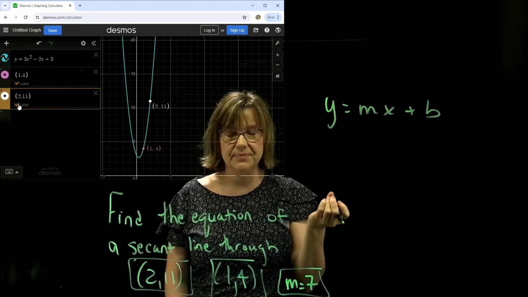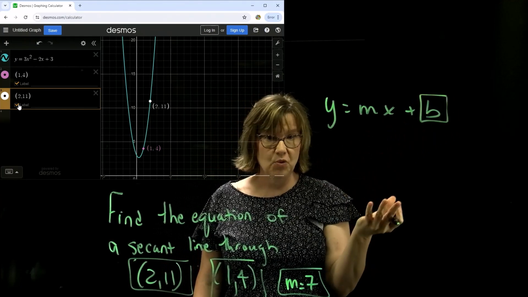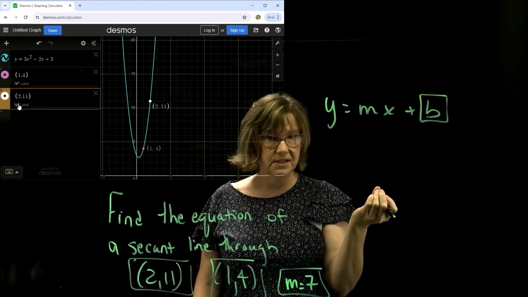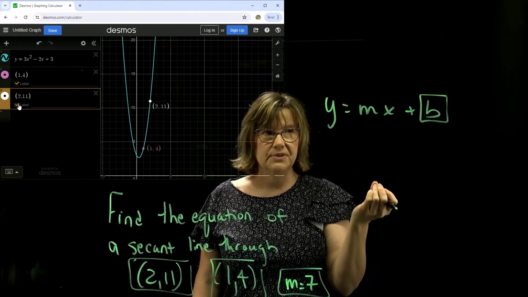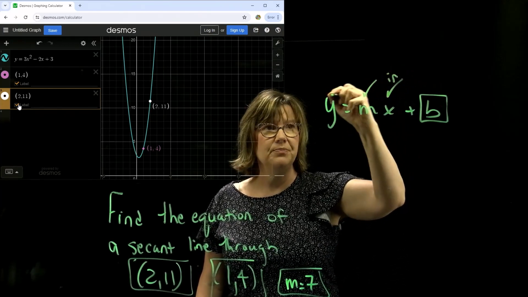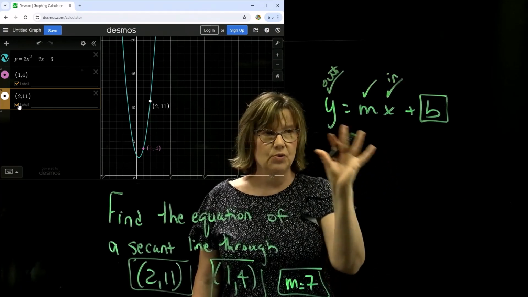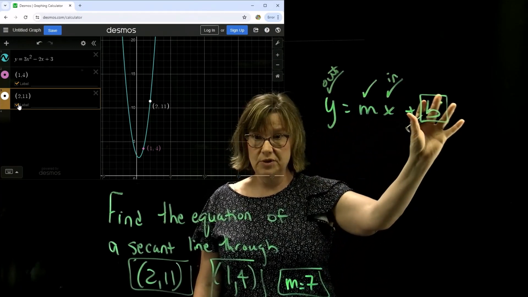Anytime you're trying to find something, look at what you know, what you don't know. I don't know the b, right? That's my whole goal. What is my y-intercept? It doesn't go through 0, 0. So I know my slope. I know actually 2 inputs, and I knew 2 outputs. I just need one of them, okay? That's all I need. So sub in what you do know to get what you don't know.